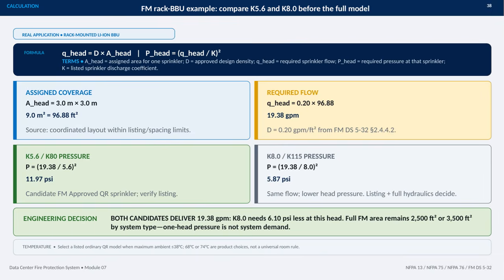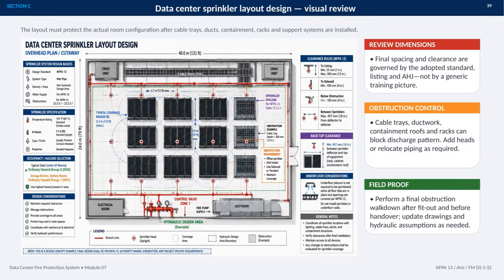The key point is that both candidates deliver the same required flow, while the K 8.0 needs 6.10 psi less at this sprinkler head. That does not by itself establish the system demand. The complete FM design area remains 2,500 or 3,500 square feet, depending on the system type, and full hydraulics, spacing, and listing compliance still decide the selection. Finally, temperature matters. Use a listed ordinary temperature QR model when maximum ambient temperature is no more than 38 degrees Celsius. This slide focuses on the visual review of sprinkler layout design in a data center.